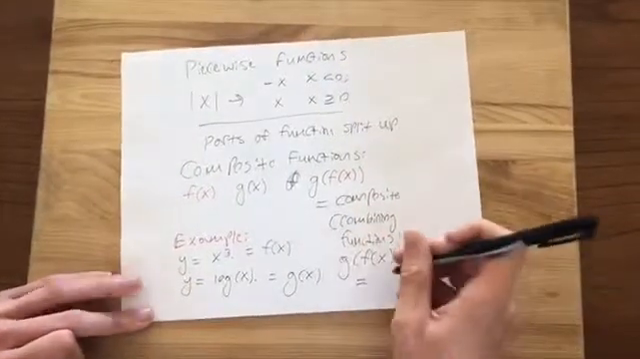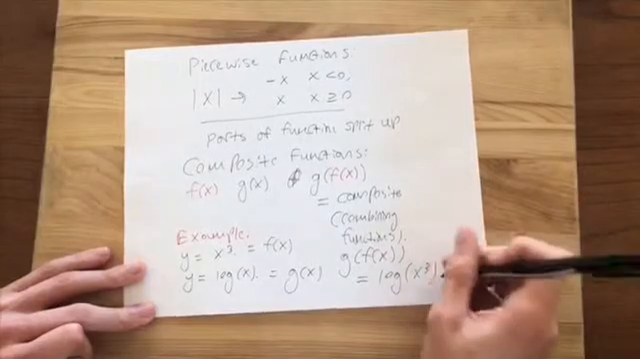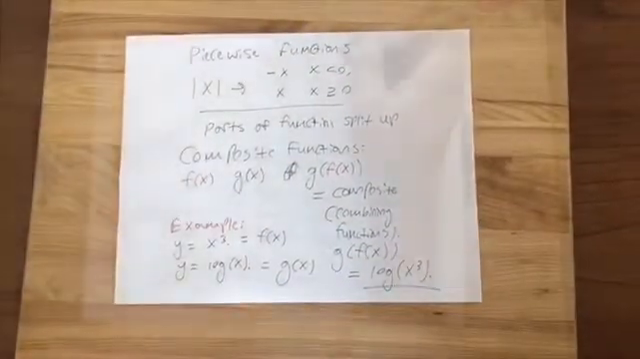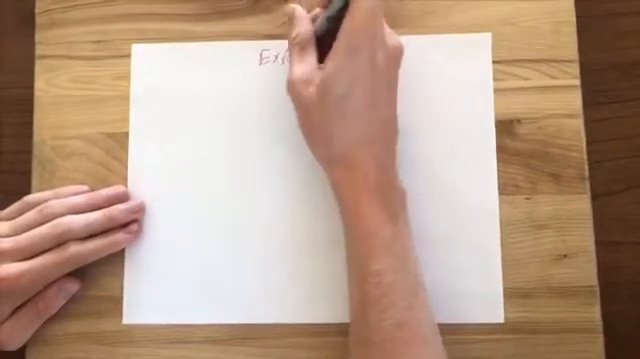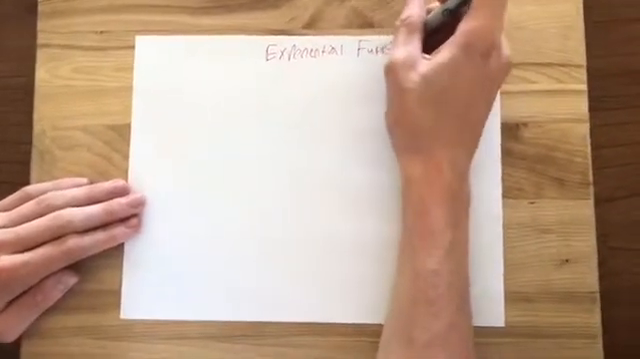Well, what is that equal to? Well, we're basically putting x cubed into the log of x, so we get log of x cubed. That's our composite. All right, so now that we've covered what a general function is, we're going to cover a specific type of function, and that's the exponential function.